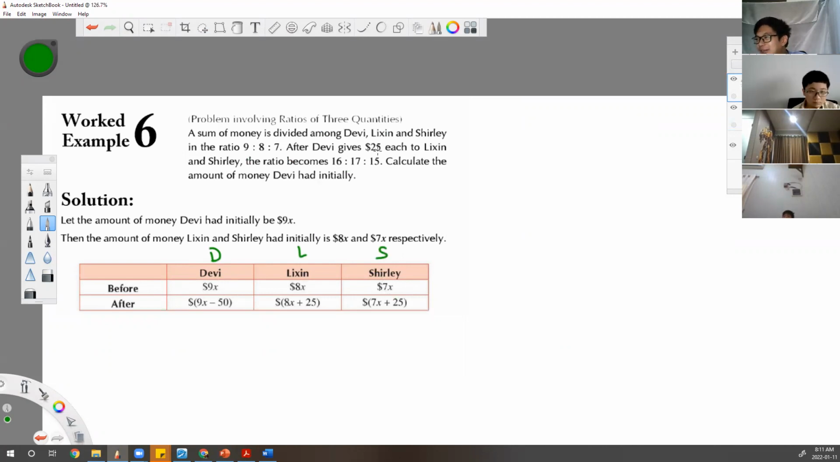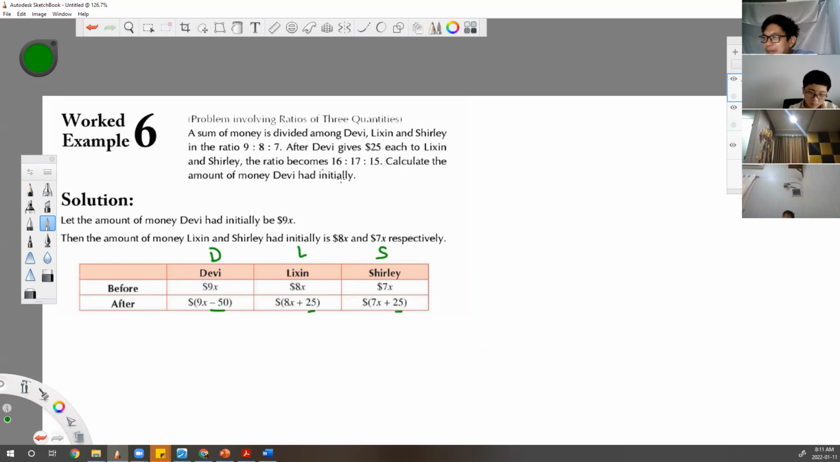After Devi give 25 each to Lisin and Shirley, Devi baik nih, generous dia. Dia kasih 25 each to Lisin and Shirley, berarti dia kurang 50. Soalnya dia minus 25 to Lisin, minus 25 to Shirley. Jadi dia kurangnya double. Tapi Lisin sama Shirley, each of them get 25 each. Ya, masing-masing 25 gitu. Jadi nggak ada yang hilang duitnya, cuman tuker-tuker aja. Oke.